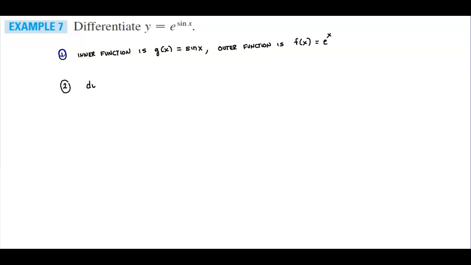The chain rule tells us that if we take dy over dx, well, that's going to equal d over dx of the function e to the sine of x. Okay, so when we're using the chain rule, that means we have e to the sine of x times the derivative with respect to x of that exponent, which is the sine of x.